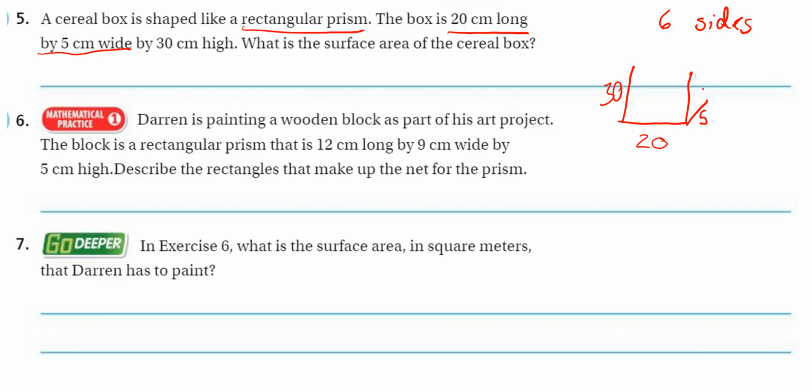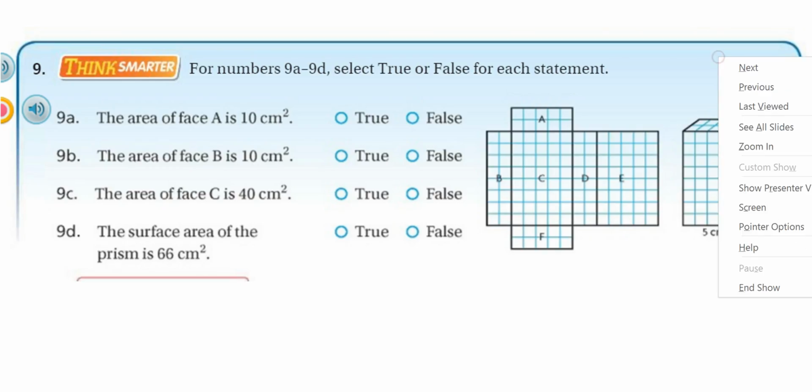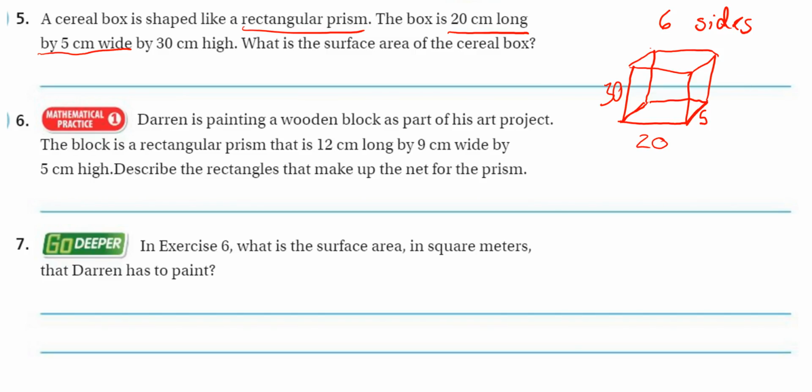Okay, so that's going to be 30, that's going to be 30. This line back here is going to be 5, 5, 5. This is going to be 20, 20, 5, 30, 5, 20. Okay, that's one way of doing it. I can draw it, and then find the surface area.